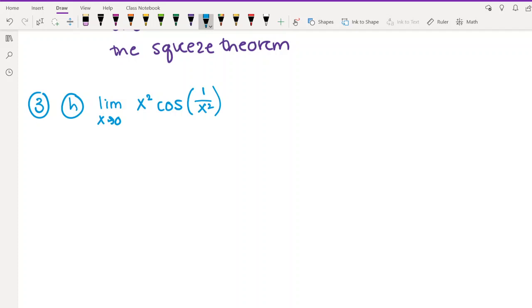So let's run through the list of approaches here. The first thing you want to try is plugging in the number and seeing if your function is defined or undefined. If we plug in 0, we get 0 over here, which is fine, but then we get cosine of 1 over 0. 1 over 0 is undefined.